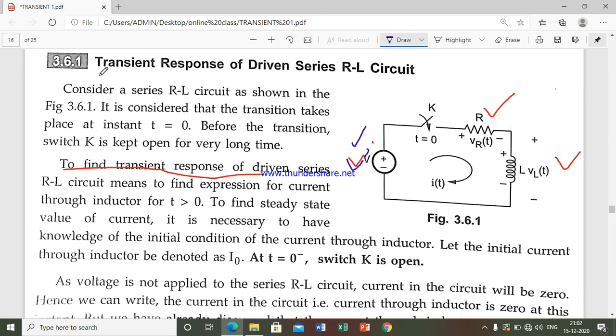Next, the transient response of a driven series RL circuit. We will see how this transient behavior performs in this circuit.